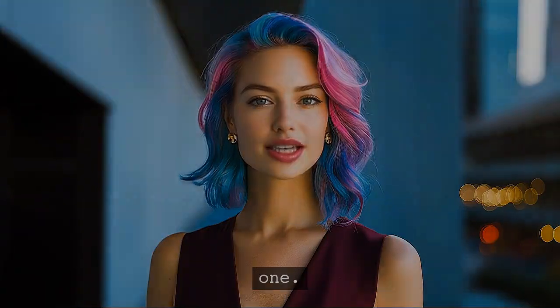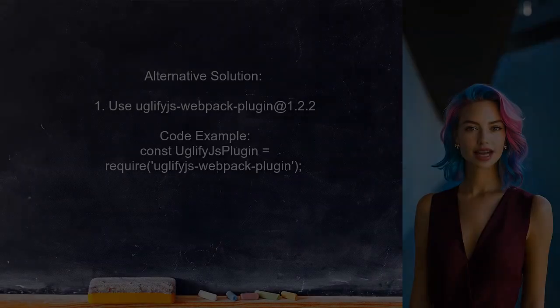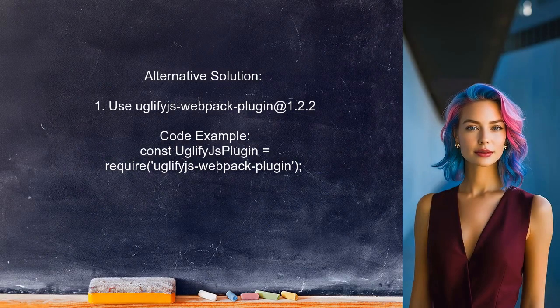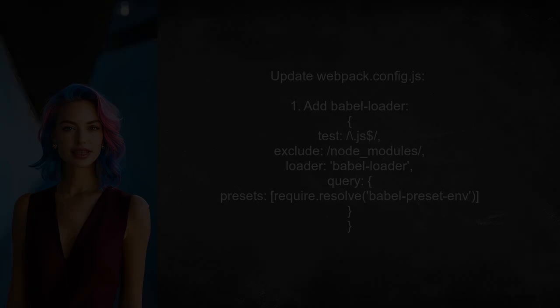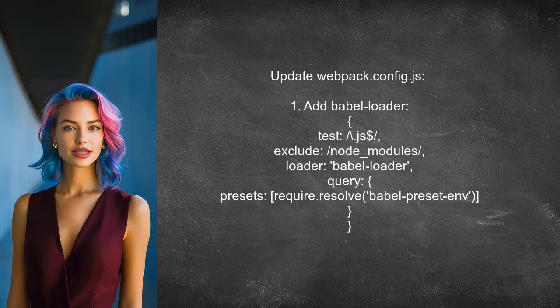Let's explore another one. An alternative solution provided by another user is to use the Uglify.js Webpack plugin version 1.2.2. This plugin helps resolve the parsing error when minifying ES6 code. Additionally, they suggest modifying your webpack.config.js file to include a Babel loader for JavaScript files. This allows you to use ES6 syntax without errors.